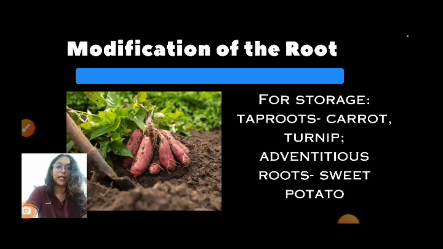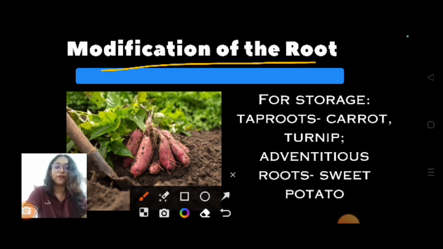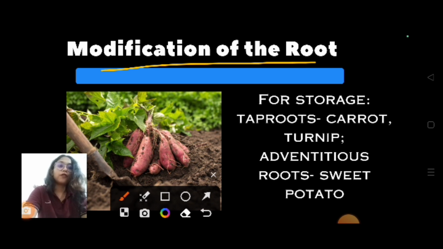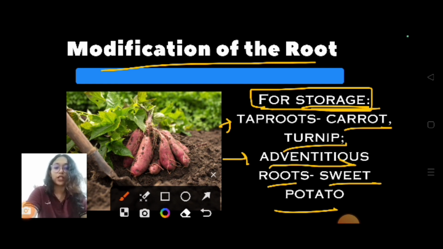Okay, then moving on to the next slide. Let's see some modifications of the root. Four modifications we'll see here. So first is modification for storage. For example, in the taproot system you have carrot and turnip. They act as a storage part. In the case of adventitious root like sweet potato, they also act as a storage part. This is the number 1 modification of a root, that is storage.